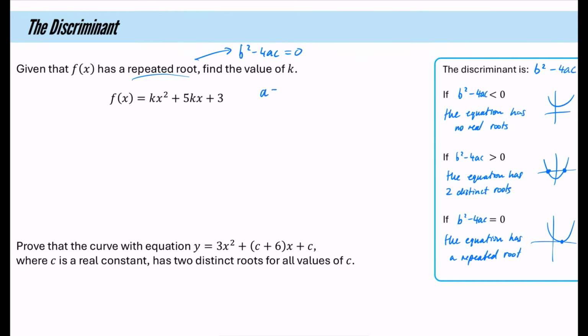So our value of a in this quadratic is k. It doesn't have to always be a number, it can be a letter. Our value of b is 5k, and our value for c is 3. So b squared minus 4ac is equal to 0. So b squared, that's going to be 5k squared minus 4 multiplied by a multiplied by c.